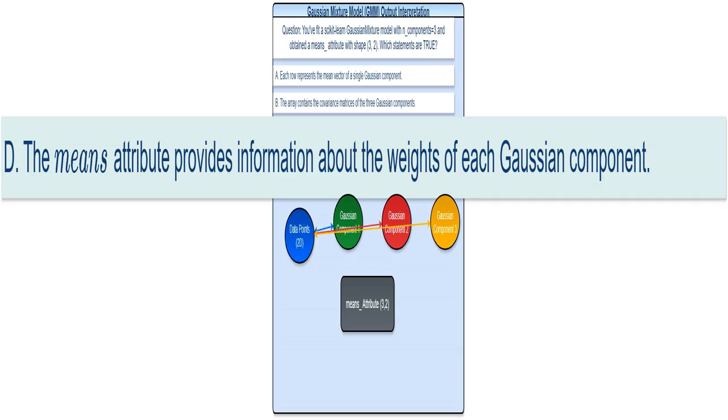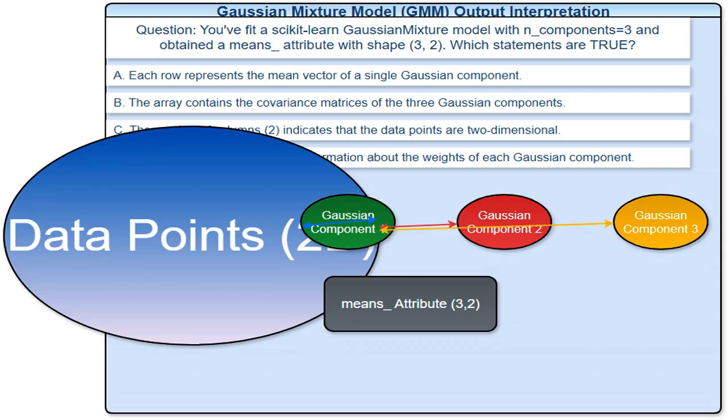The weights, telling you the relative proportions of each component, are kept separately in a weights attribute. The data points themselves are described by two values, 2D, which can be visualized as positions on a 2D plane. Each Gaussian component is a distribution of data points on that same 2D plane.